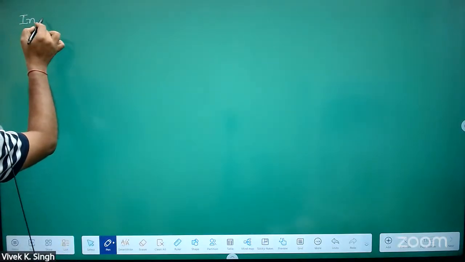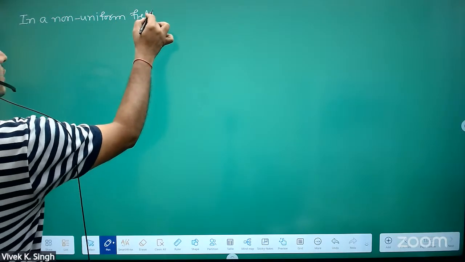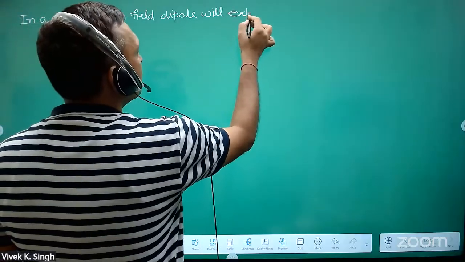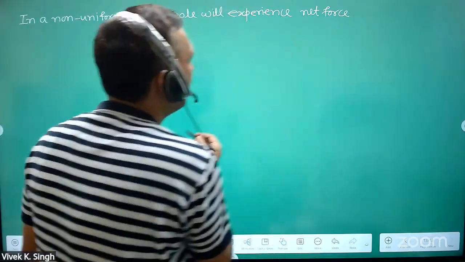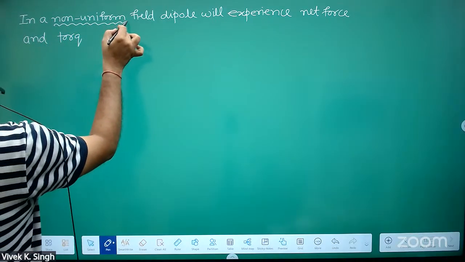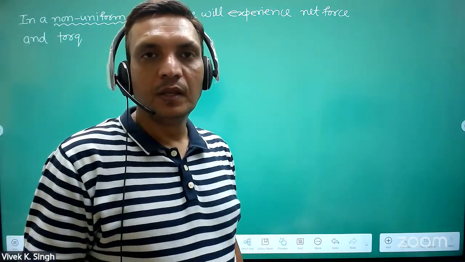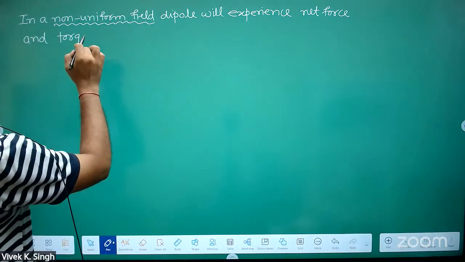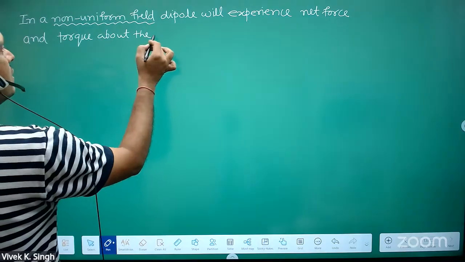In a non-uniform field, a dipole will experience net force, and I'm talking about a non-uniform field. Non-uniform field means the field is varying. So F plus Q magnitude is different than F minus Q. तो क्या होगा? नेट फोर्स होगा. और अगर वो किसी एंगल पे है डाइपोल तो टॉर्क भी होगा. So it will experience net force and torque about the center.